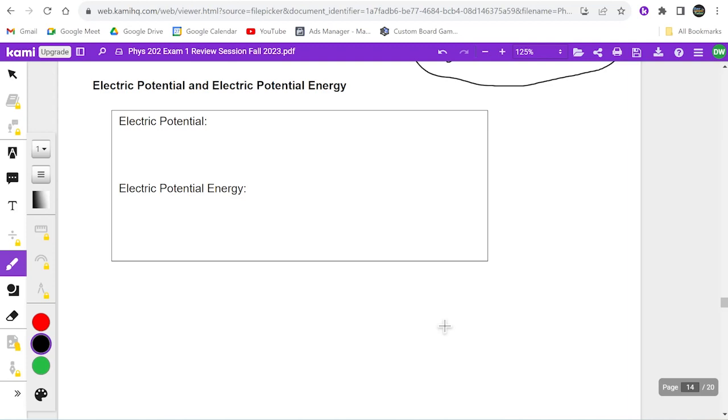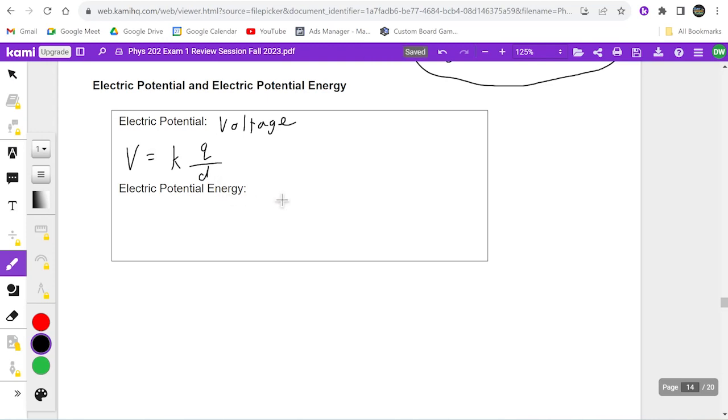So this is going to round out our 4 equations, and I say 4 equations because the first one was electric force, the second was electric field, the third is electric potential, which is also known as voltage. I'll write that right here. And then the fourth and final equation is electric potential energy. So electric potential has a simple equation, V equals KQ over D.